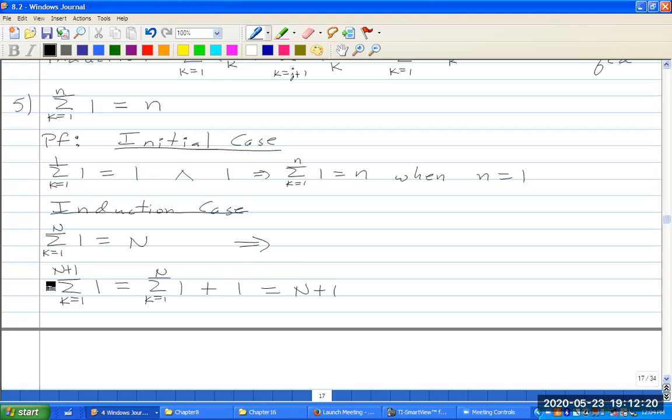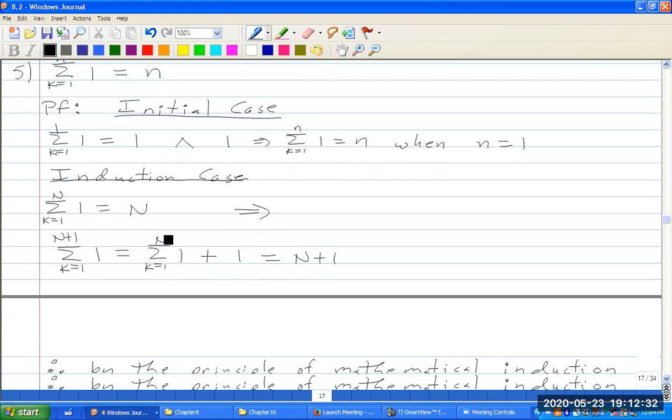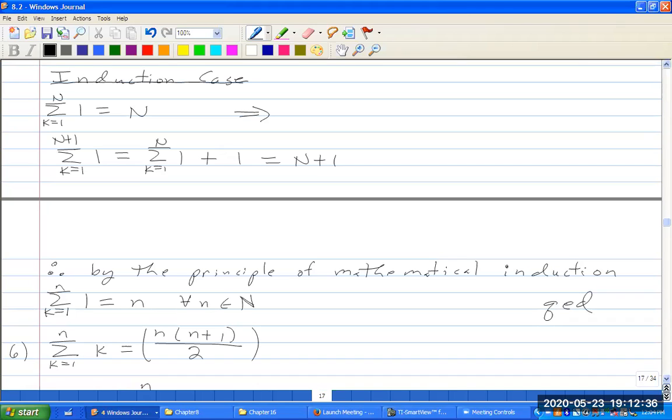But now this is the same as the induction hypothesis when I replace n by n plus 1. So therefore, I've shown the induction case works. So by the principle of mathematical induction, the sum k equaling 1 to n of 1 is just equal to n for every natural number n. And that's what I wanted to show.